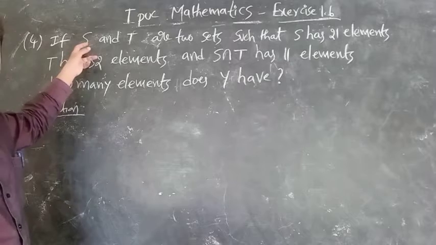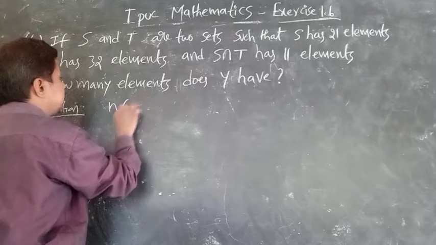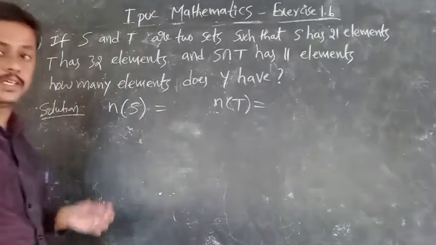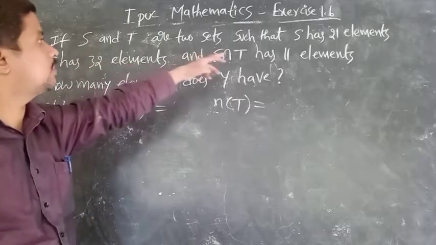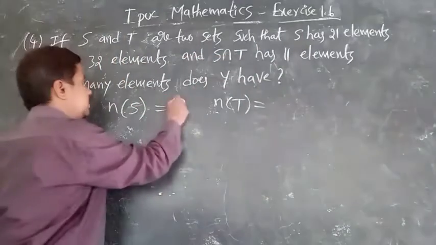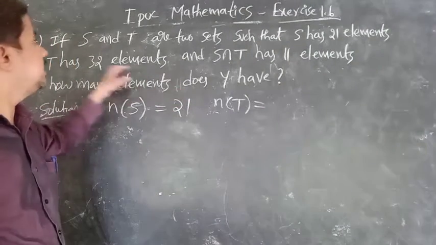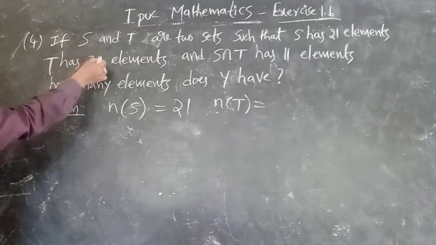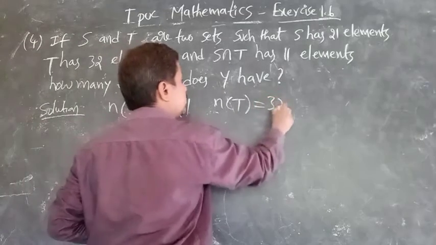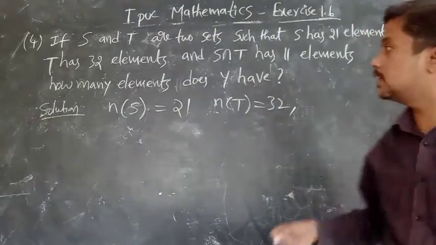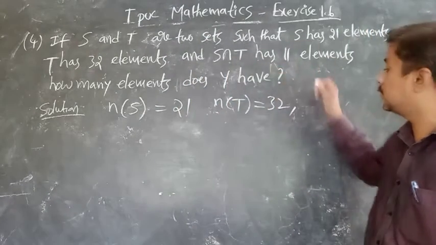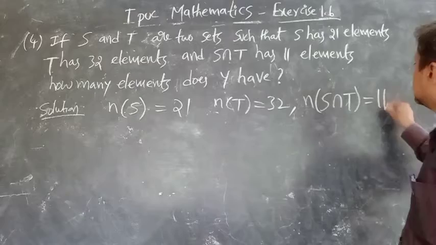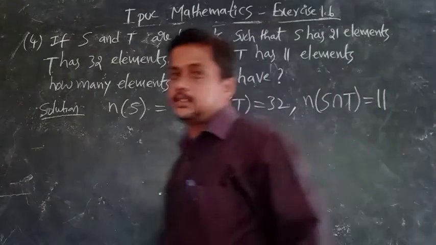Two sets are there now. So write down first N of S. N of S is what? S has 21 elements. So write down 21. Next, N of T. T has 32 elements. So N of T is 32. Next, another statement: S intersection T has 11 elements. So N of S intersection T is equal to 11.